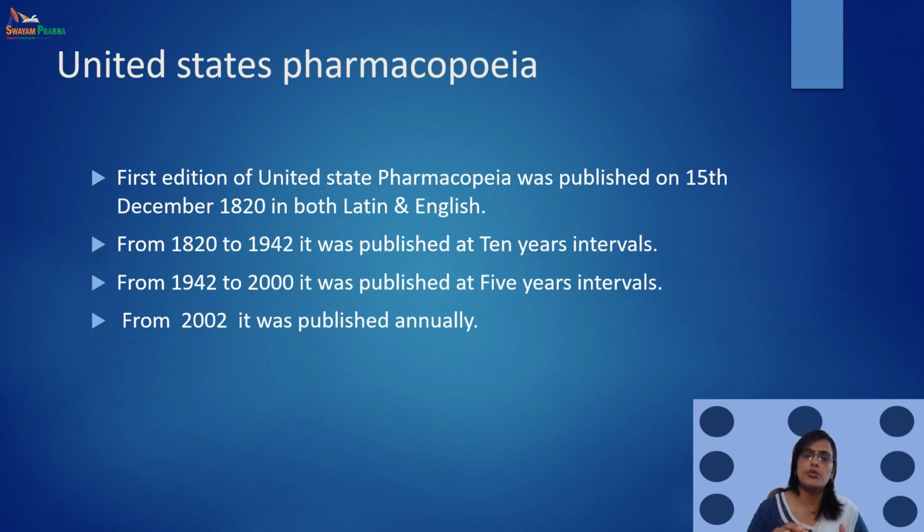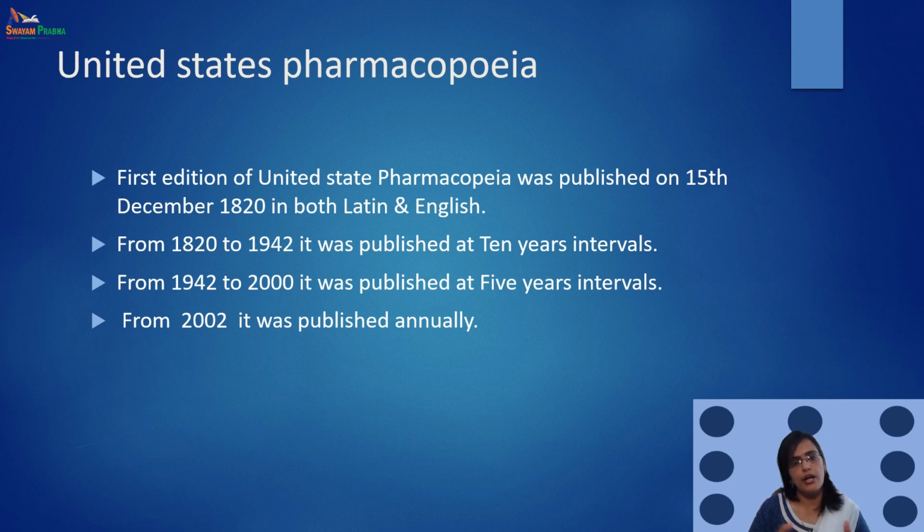Currently, the latest volume recently launched for British Pharmacopoeia is in the year 2019, the latest edition for Indian Pharmacopoeia is the 2018 edition, and the latest edition of United States Pharmacopoeia is 2020, which is going to be implemented from November 2020. So it was about the latest editions of these 3 pharmacopoeias.